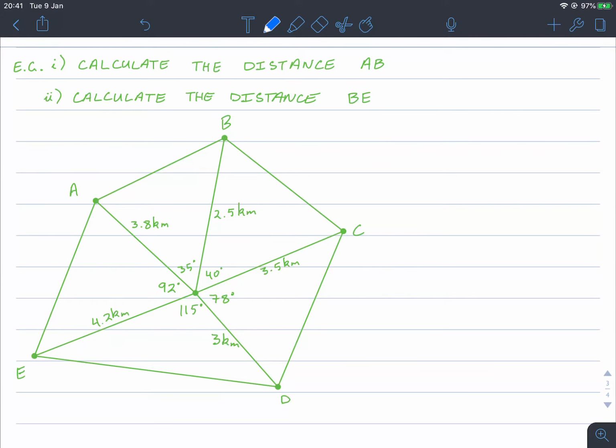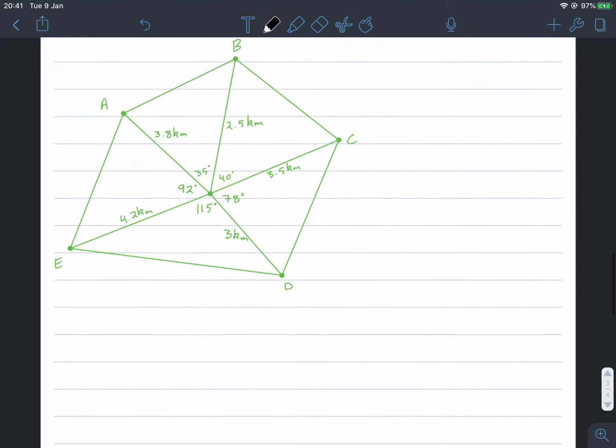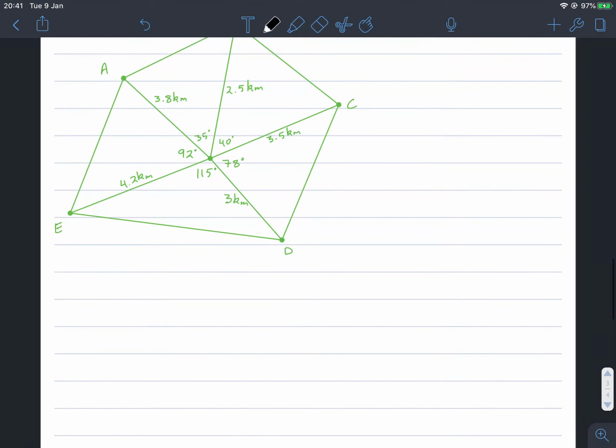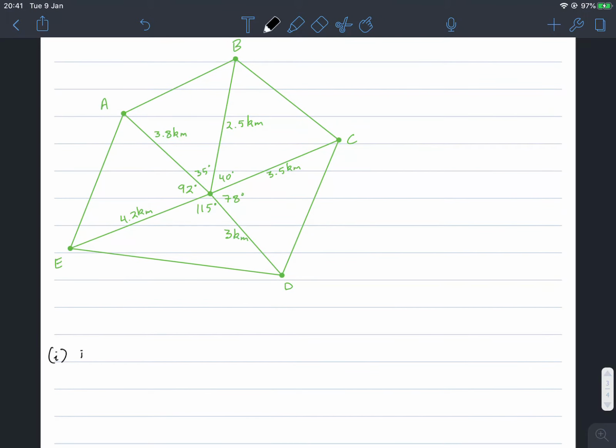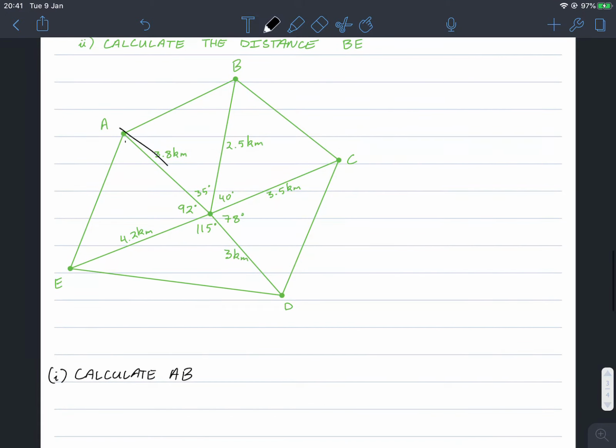Calculate the distance AB. So it really helps if we highlight it or even draw it out. I think I will draw out the triangle that we need to look for. So question 1. We want to calculate AB. So let's draw out that triangle there, this one here, underneath.